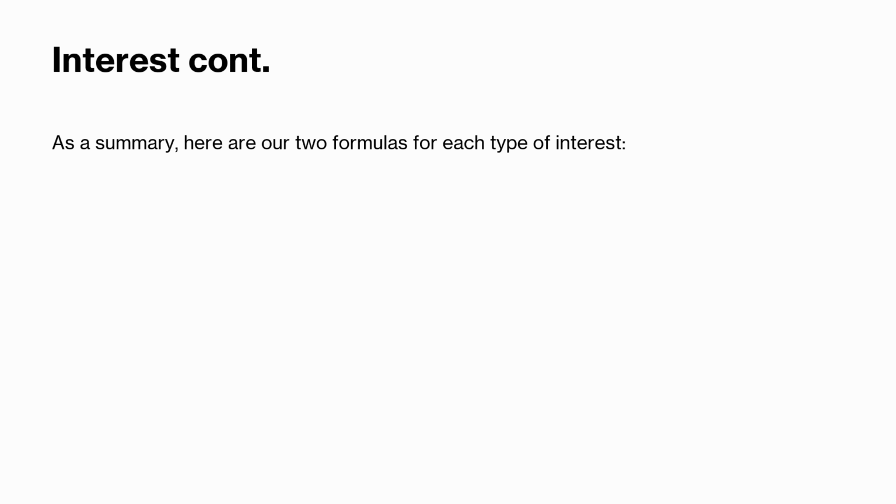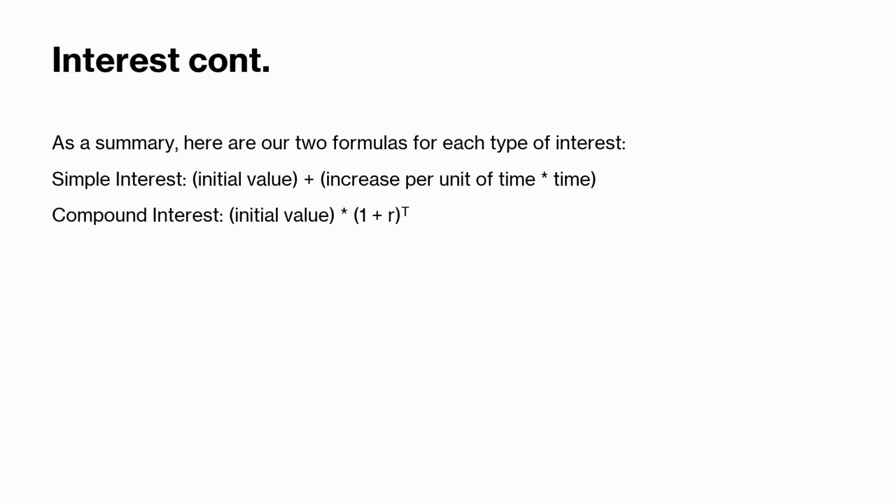As a summary, here are 2 formulas for each type of interest. This is the formula for simple interest: the initial value plus the increase per unit of time multiplied by the time. And for compound interest, it's the initial value multiplied by 1 plus r to the power of t, where r is the percentage increase and t is the time.